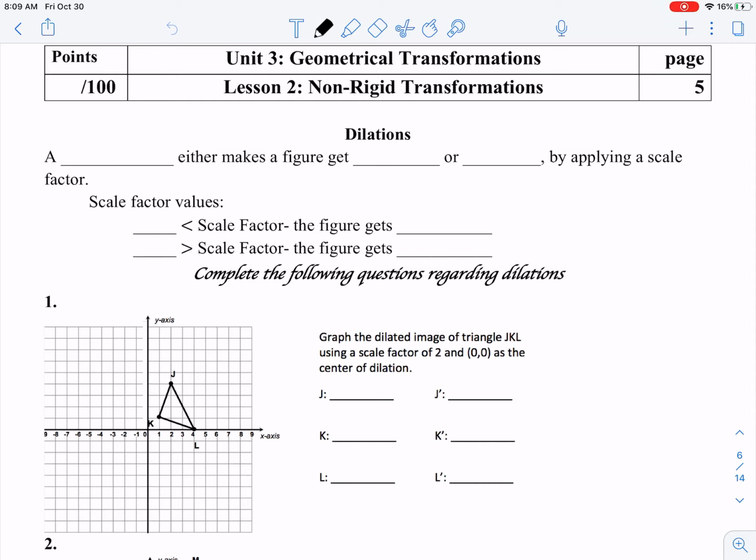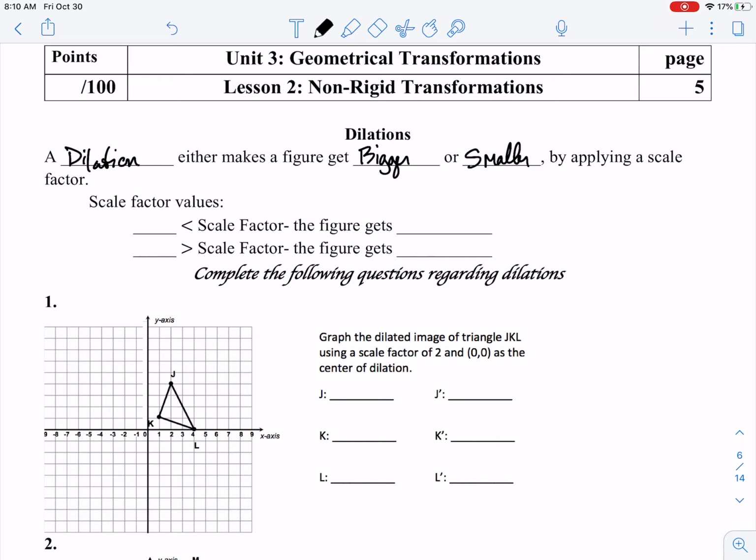What we're going to look at today are dilations, or non-rigid transformations. A dilation makes a figure get bigger or smaller by applying a scale factor. So a dilation, again, makes the figure get bigger or smaller by applying a scale factor.